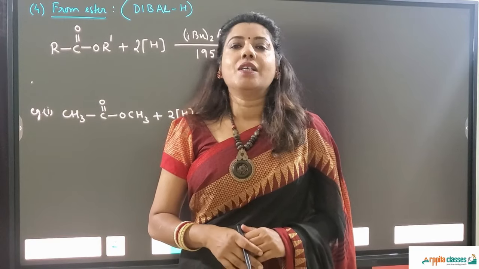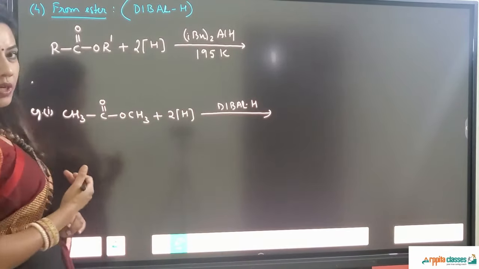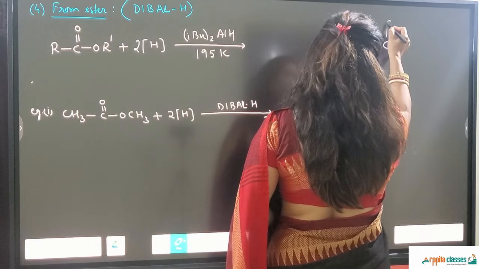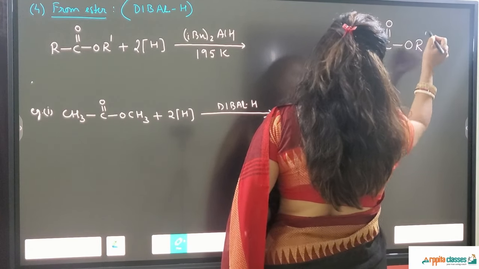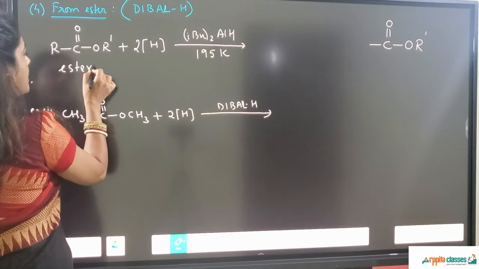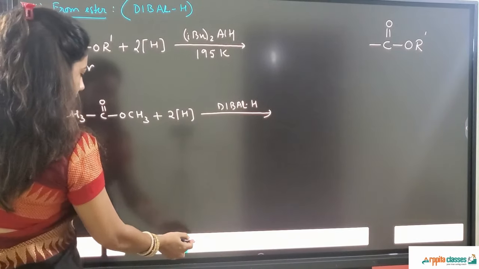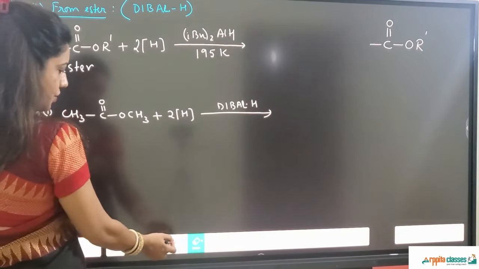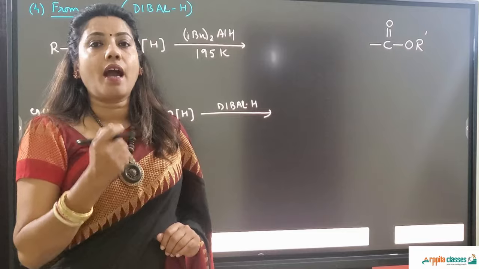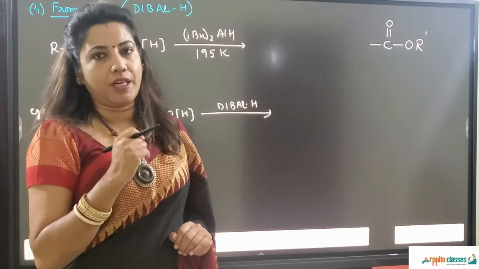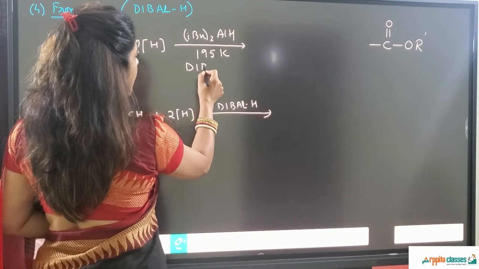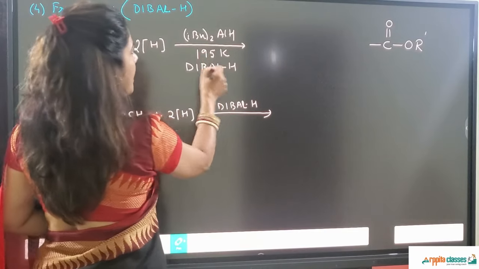Let's get started. So today we are going to start with preparation number 4, that is from ester. You all know the functional group of ester is C double bond O, OR or OR dash. This is the functional group of ester. So here you can see we have taken an ester RCOOR dash. We are treating this ester with DIBAL-H. DIBAL-H is a very specific reducing agent, diisobutyl aluminium hydride. So DIBAL-H we have taken at 195 Kelvin temperature.